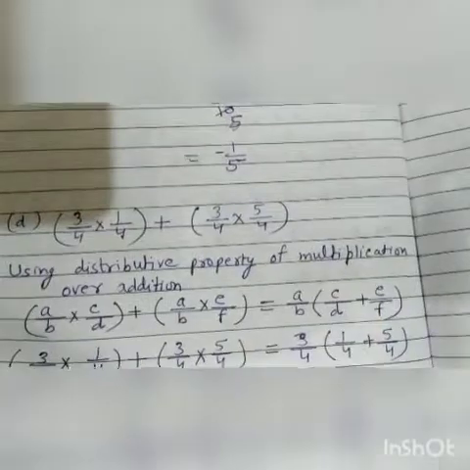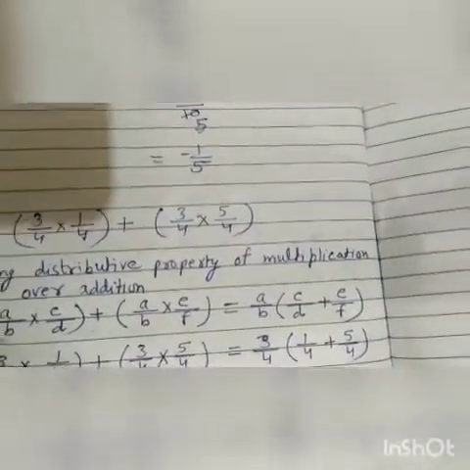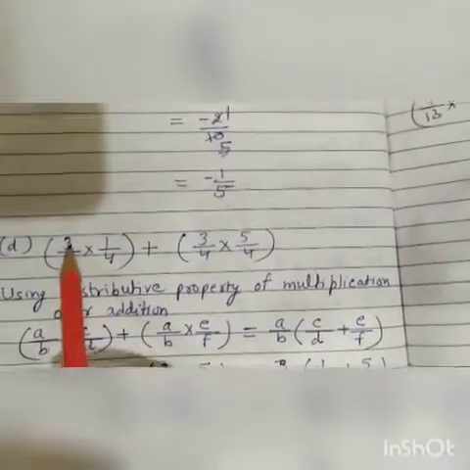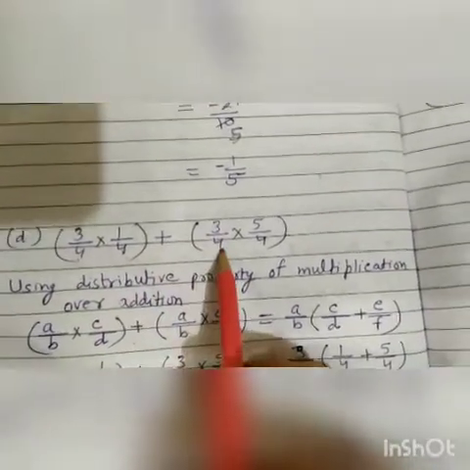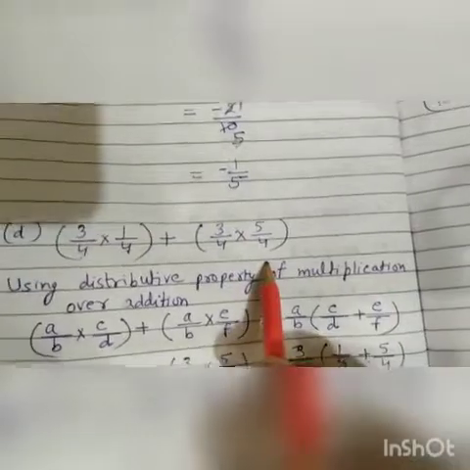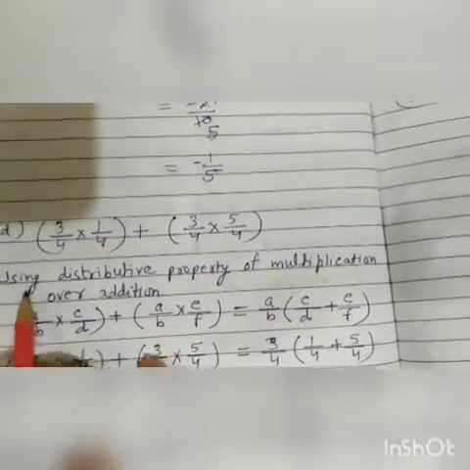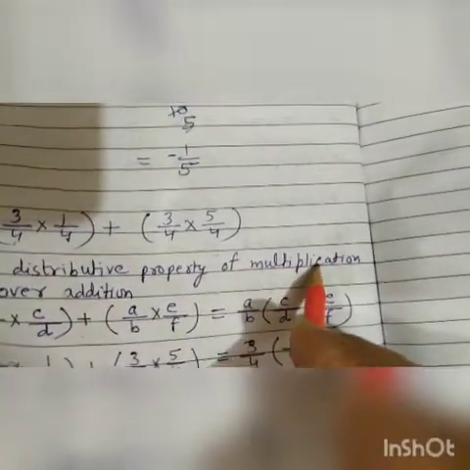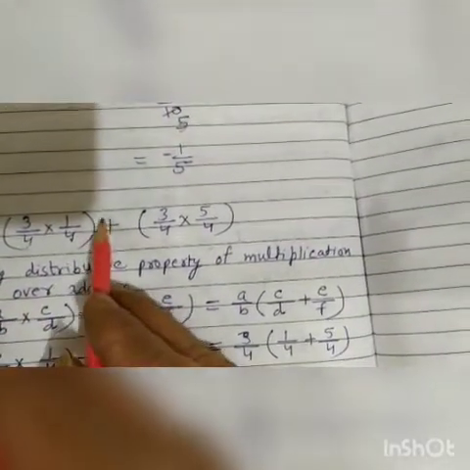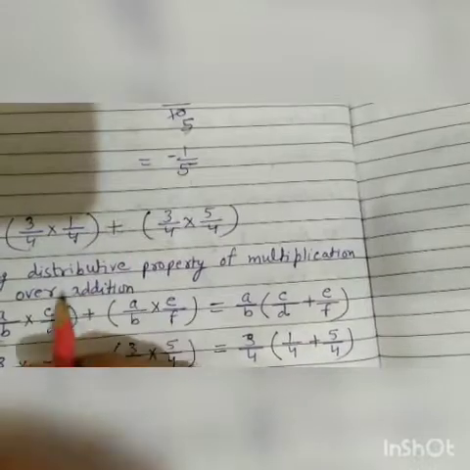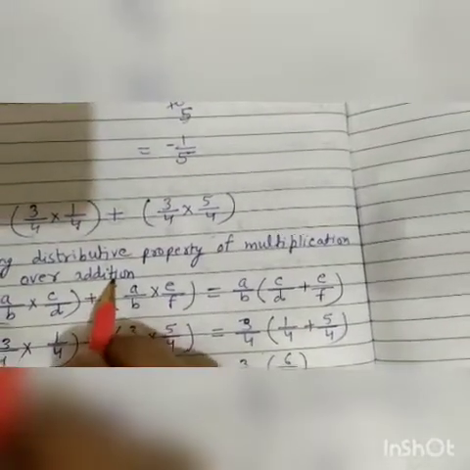Come to its D part. D question is 3 upon 4 multiply 1 upon 4 plus 3 upon 4 multiply 5 upon 4. Using distributive property of multiplication over subtraction or addition. Addition, because here this sign is plus. So it is over addition.